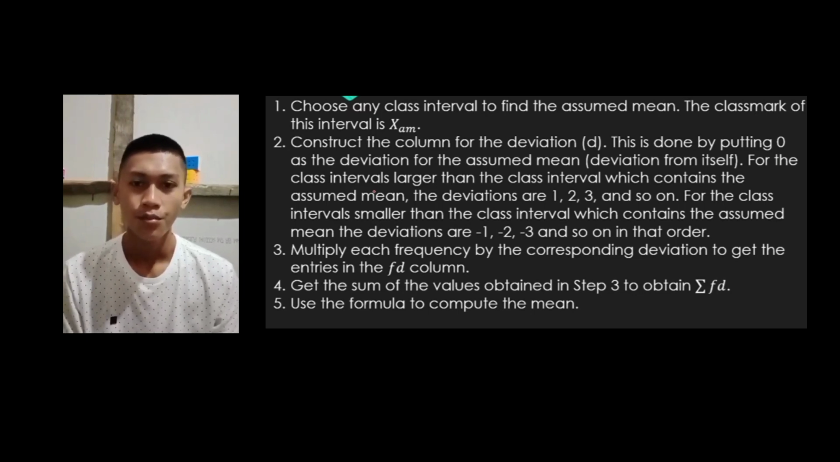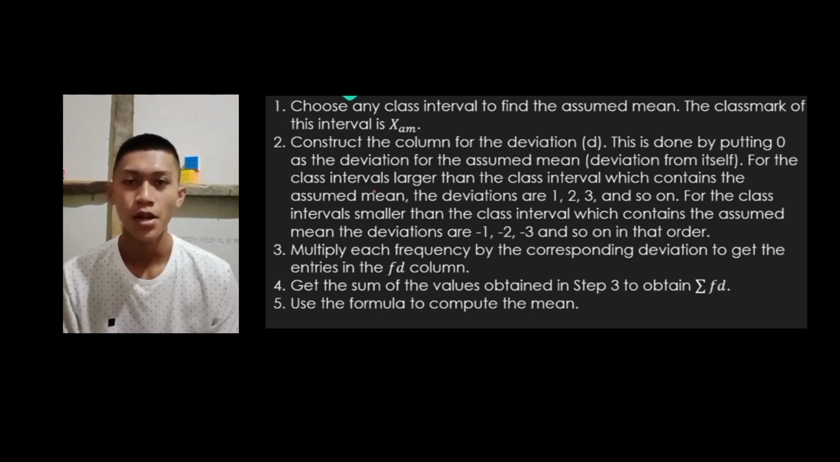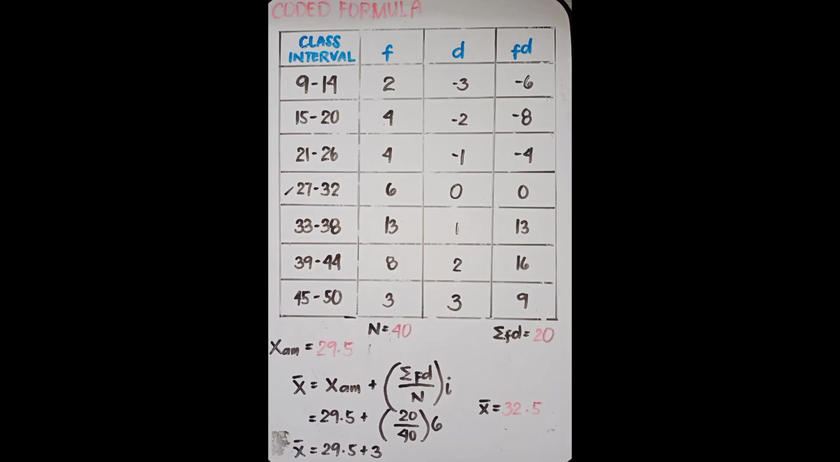Step 3: multiply each frequency by the corresponding deviation to get the entries in the fd column. Step 4: get the sum of the values obtained in step 3 to obtain the summation of fd. Step 5: use the formula to compute the mean. Here's an example of a table, and let's try to solve it using the coded formula.